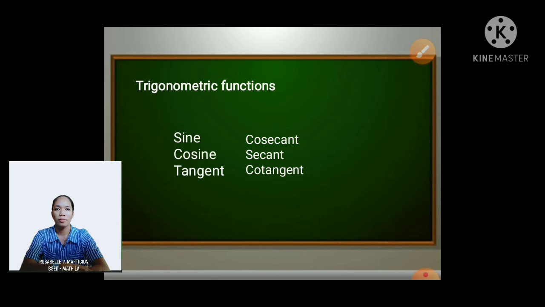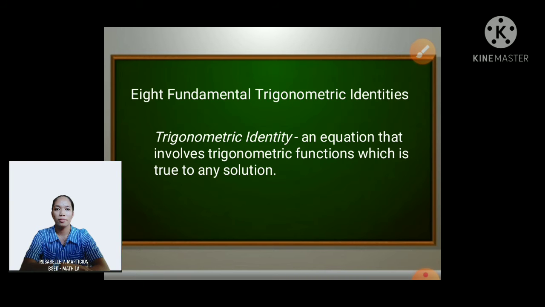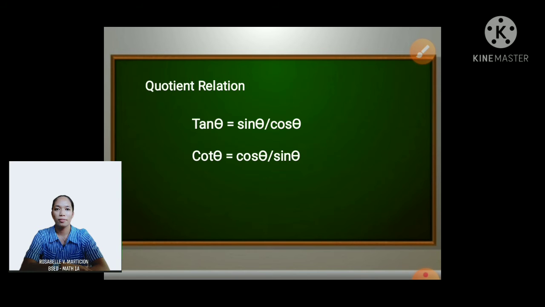So, you have the trigonometric functions: sine, cosine, tangent, cosecant, secant, cotangent. There are 8 fundamental trigonometric identities. A trigonometric identity is an equation that involves trigonometric functions which is true for any solution. First, the quotient relations: tan theta is equal to sine theta over cos theta, and cot theta is equal to cos theta over sine theta.